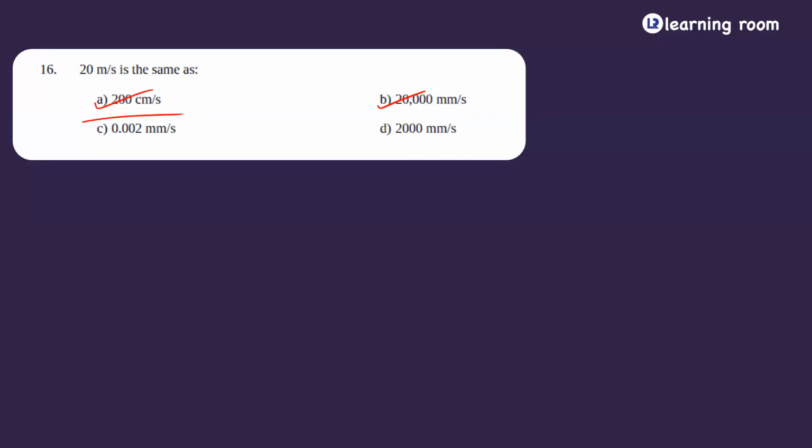Okay. 20 meter is given, so 20 into 100. What will it be? 2000 centimeter. In millimeter? 20,000 millimeter per second. So option B is correct. Sorry, I thought it was 2. I'm very sorry. Clear?